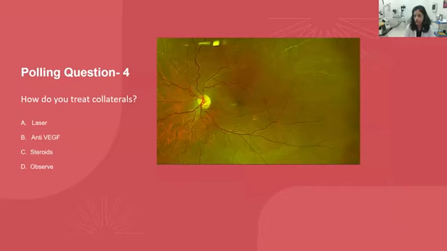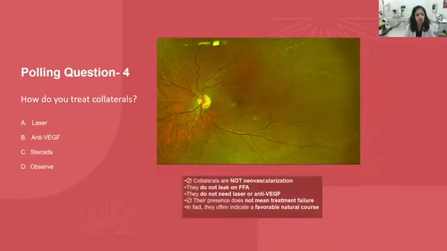So collaterals are not neovascularization. It's very important to differentiate between the two. They do not leak on FFA like NVE do, and they do not need laser or anti-VEGF. And their presence does not mean treatment failure. They indicate a favorable natural course. So all we need to do is observe. We do not touch them in any other way.